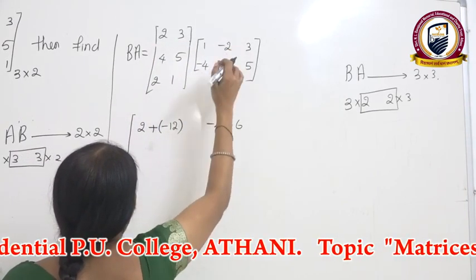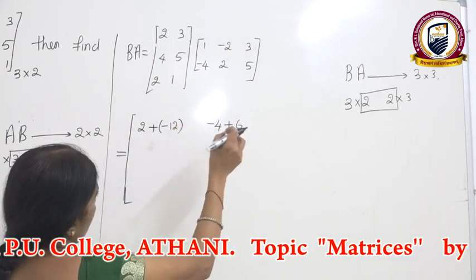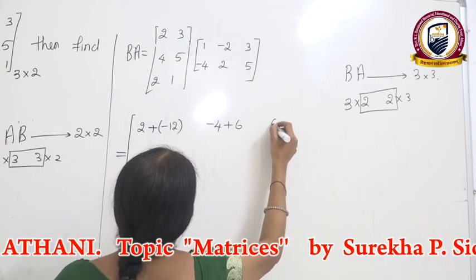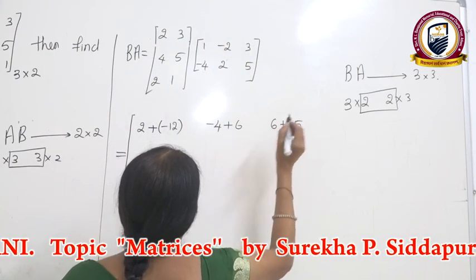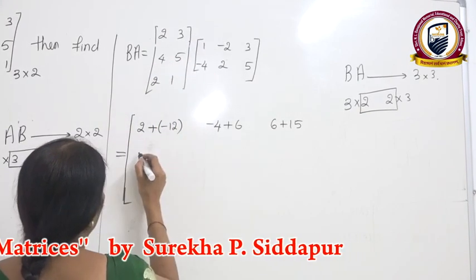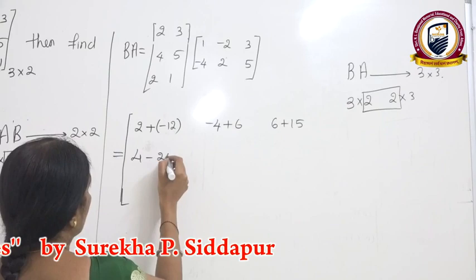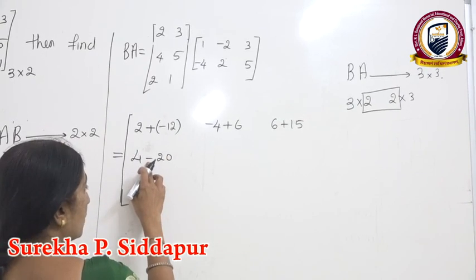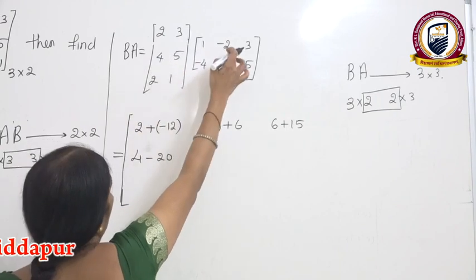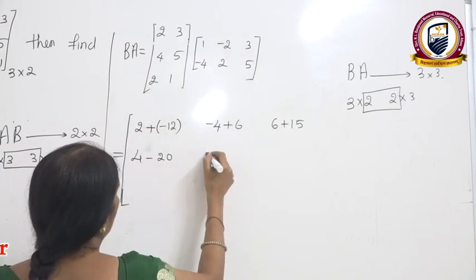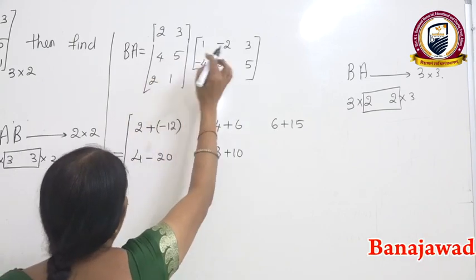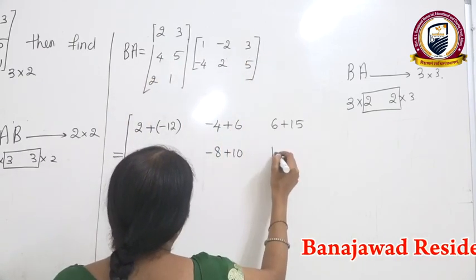First row with second column: minus 4 plus 6. Leave some place. First row with third column: it is 6 plus 15. Then second row with first column. See, directly I am writing the sign. So after practice you know how to write that. Then second row with second column: minus 8 plus 10. Second row with third column.